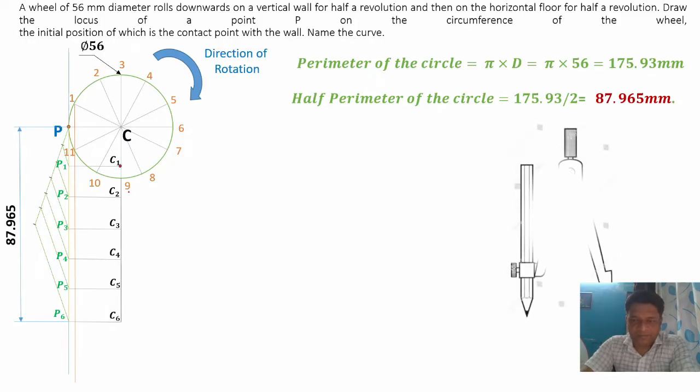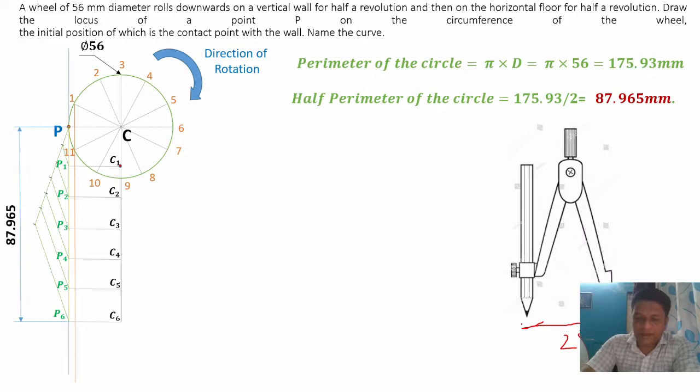Now take a compass and measure equal to the radius of the circle. Radius is equal to 28 mm. So take 28 mm distance in your compass and keep this distance constant. Now don't change the distance.